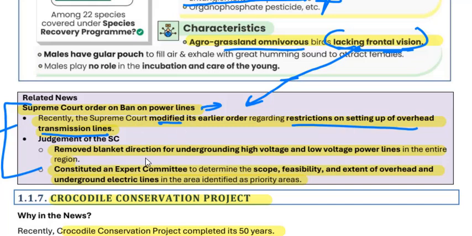but recently it removed the blanket direction for undergrounding high voltage and low voltage power lines in the entire region. Now it depends. First it will verify if it is possible, it will go with the overhead, otherwise it should be underground. Constituting an expert committee: the Supreme Court has constituted an expert committee to determine the scope, feasibility and extent of overhead and underground electric lines in the area identified as priority areas.